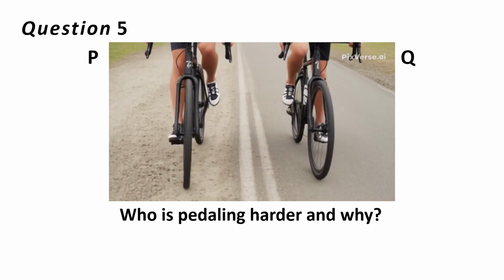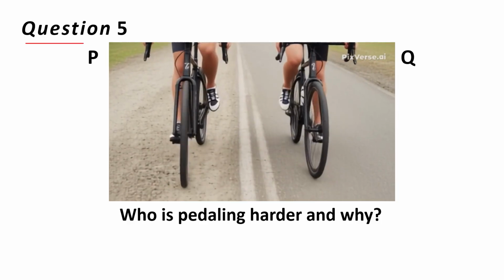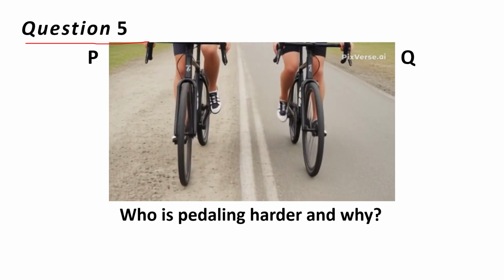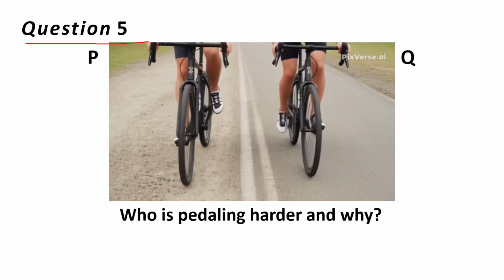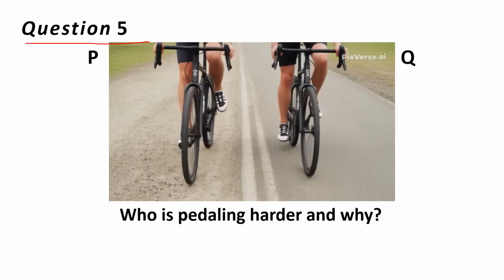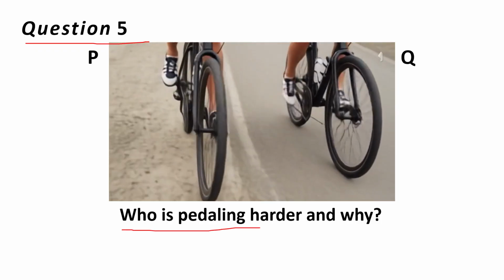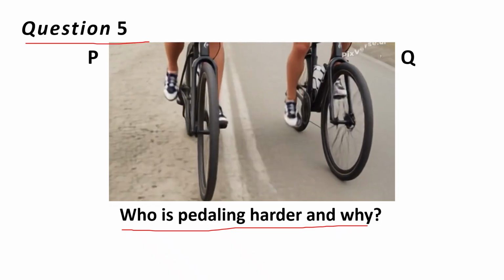Write the question number as always, question number 5. Say whether P is pedaling harder or Q is pedaling harder, and why. If both are moving at the same speed, who is pedaling harder, P or Q, and the reason. So pause the video and write the answer.